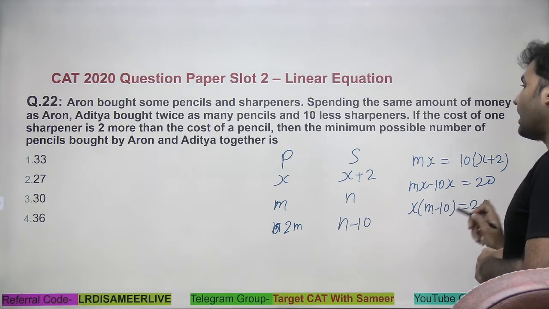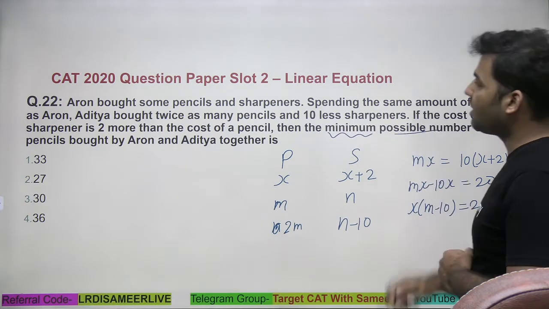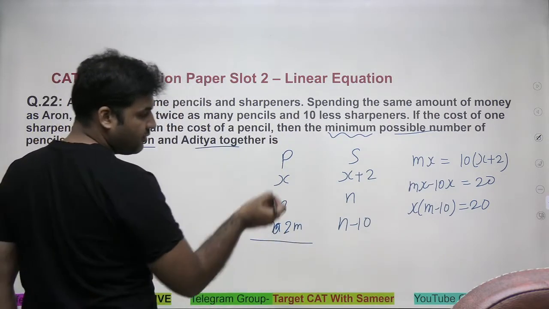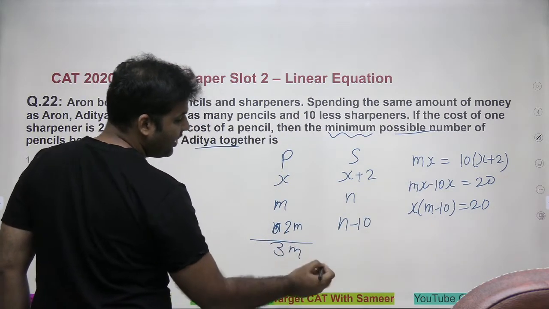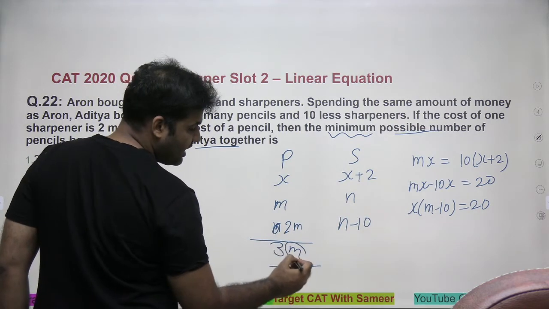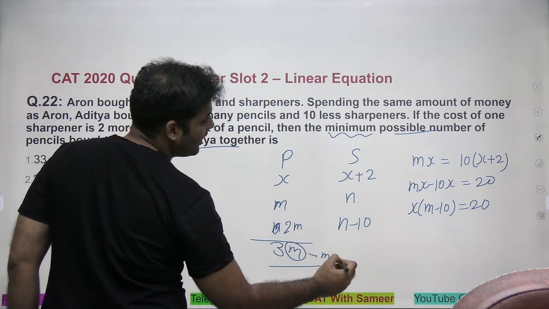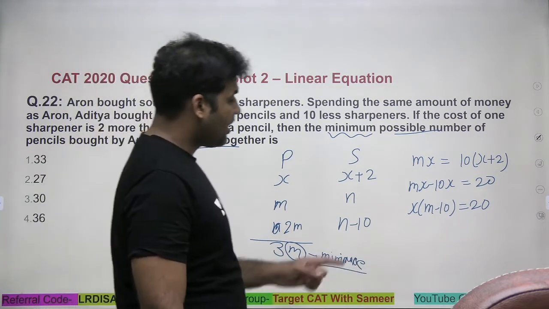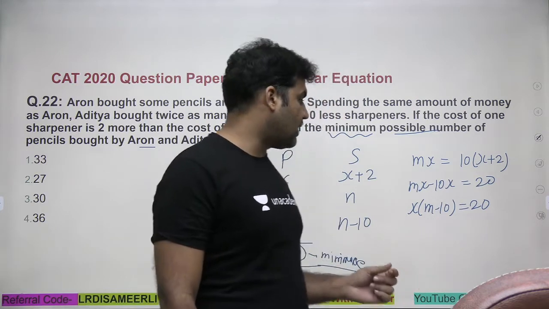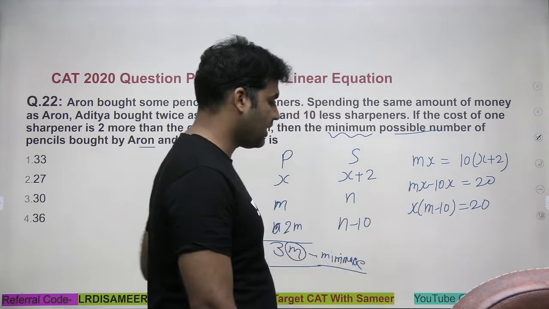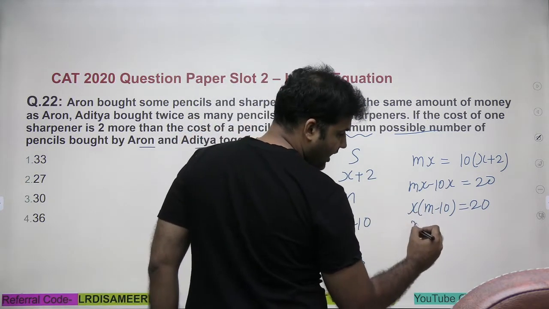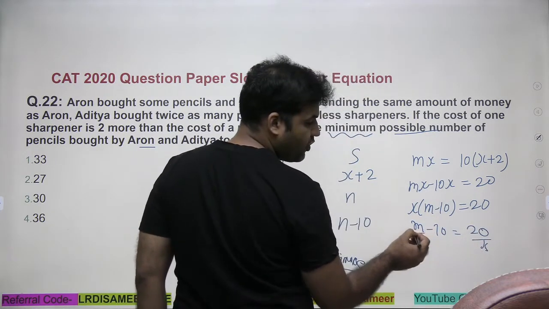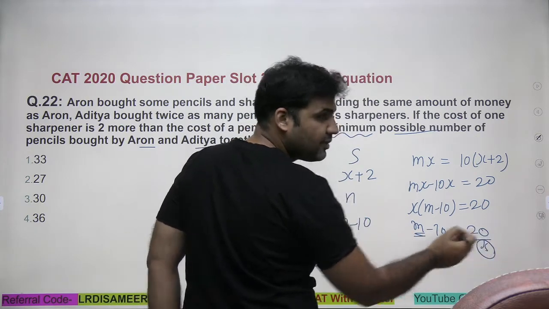What I am supposed to find out is the minimum possible number of pencils bought by Arun and Aditya together. The number of pencils bought by both of these two persons is 3M. If I want to minimize this value, I need to minimize the value of M, right? Now tell me, what is the minimum possible value of M here? X into M minus 10 is equal to 20, so M minus 10 will be equal to 20 upon X. If I want to minimize M, I have to maximize X.